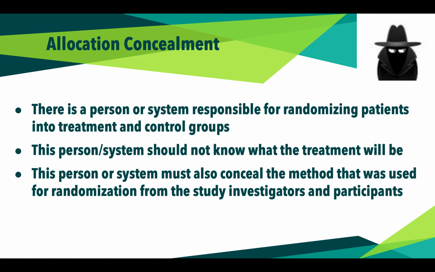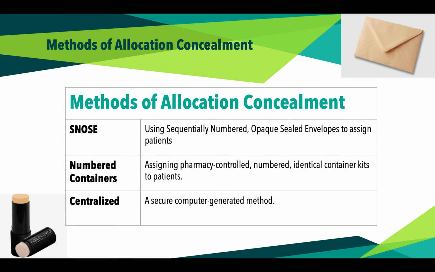Allocation concealment can be defined as a person or a system responsible for randomizing patients into treatment and control groups. This person, system, should not know what the treatment will be. This person or system must also conceal the method that was used for randomization from the study investigators and participants. So now I will go over the different methods of allocation concealment.